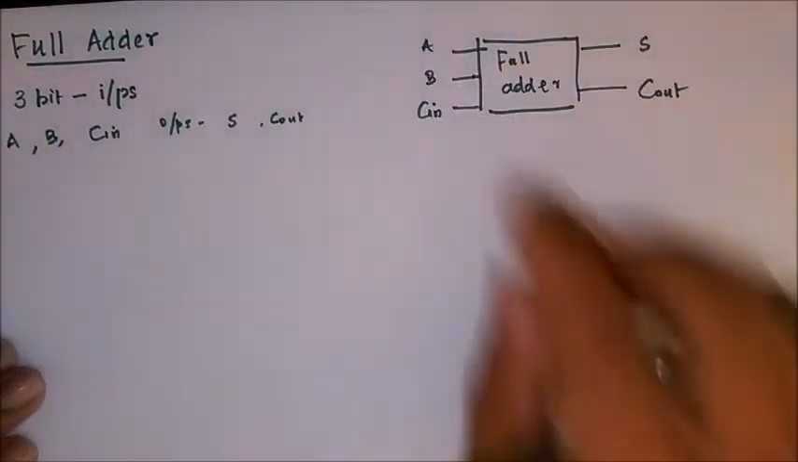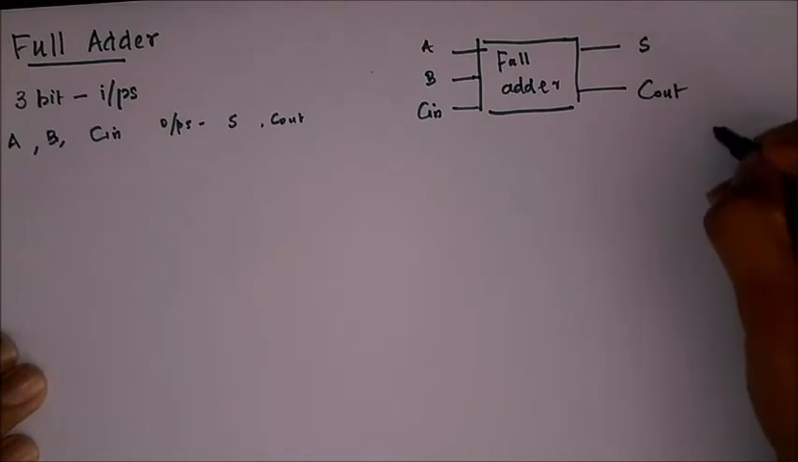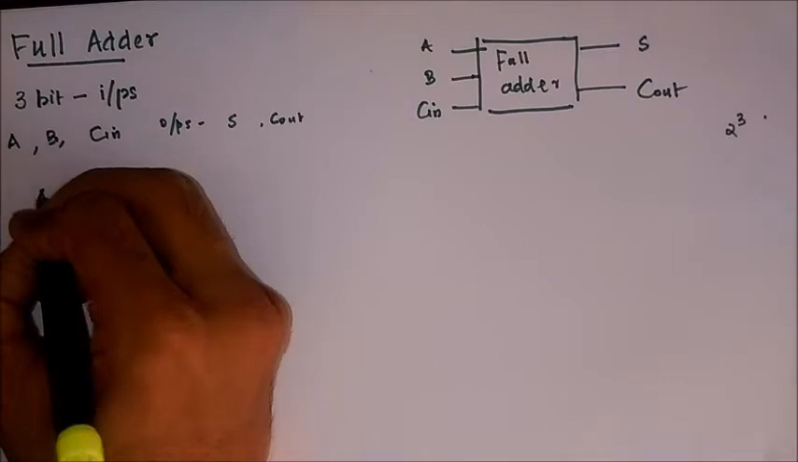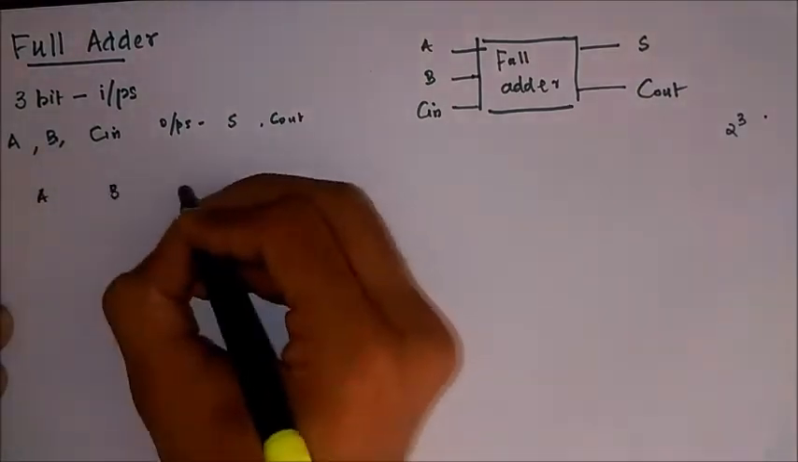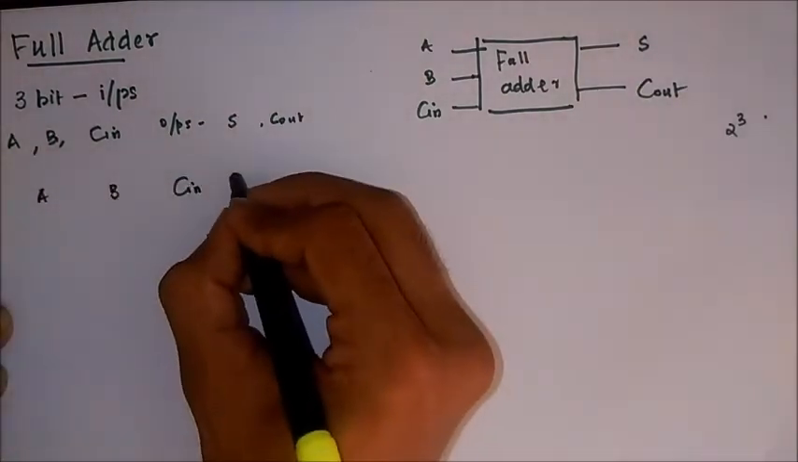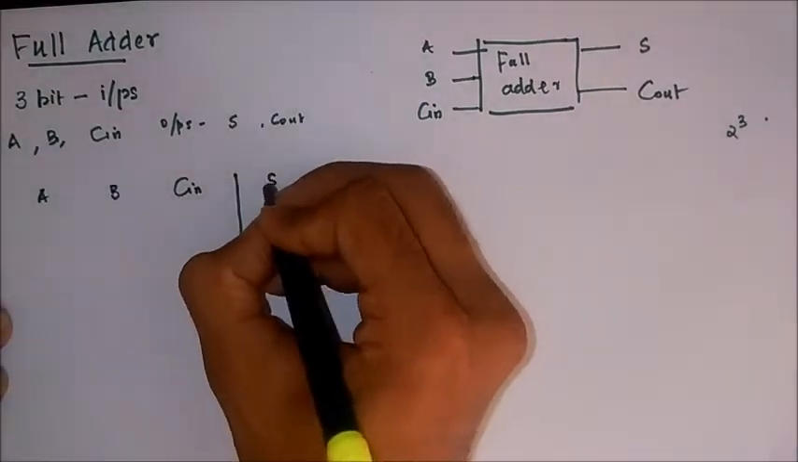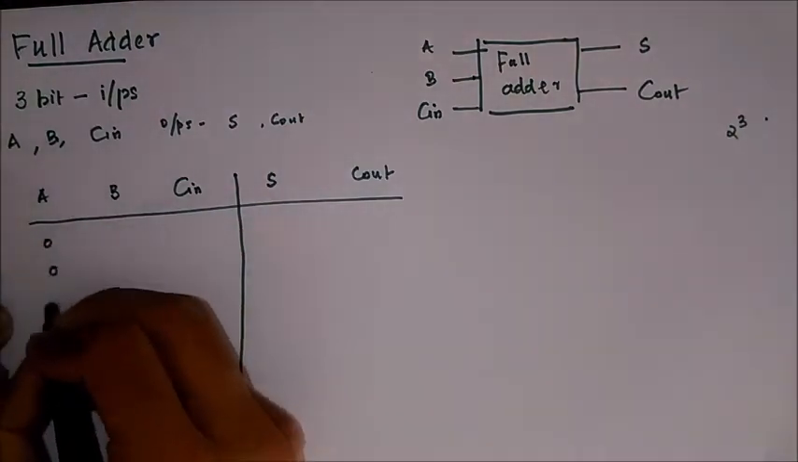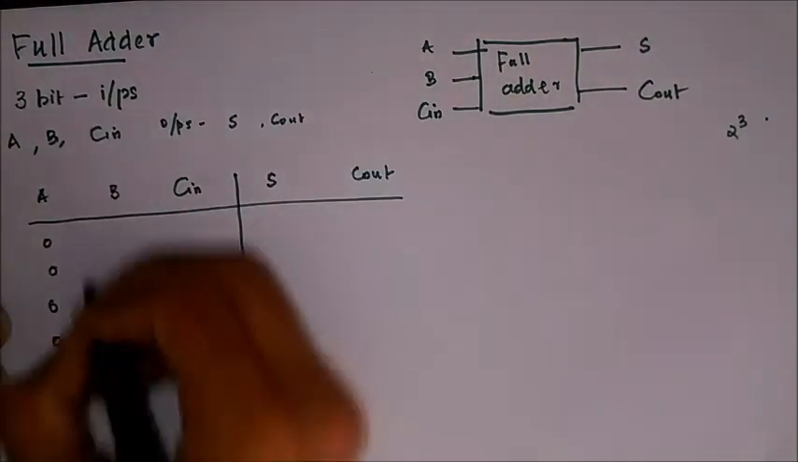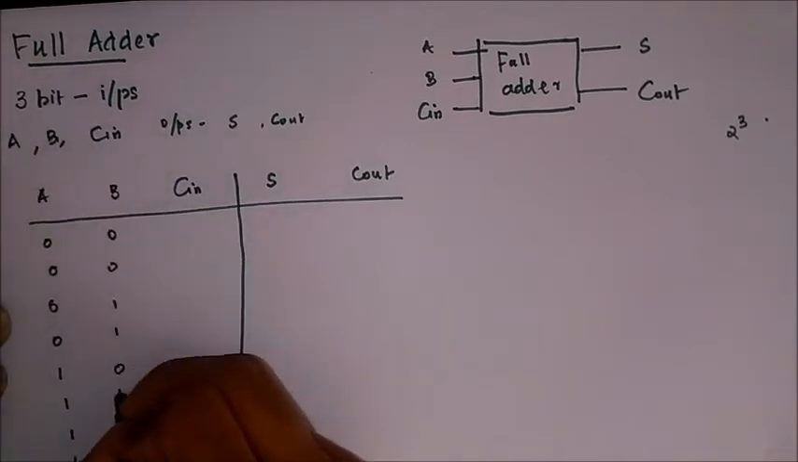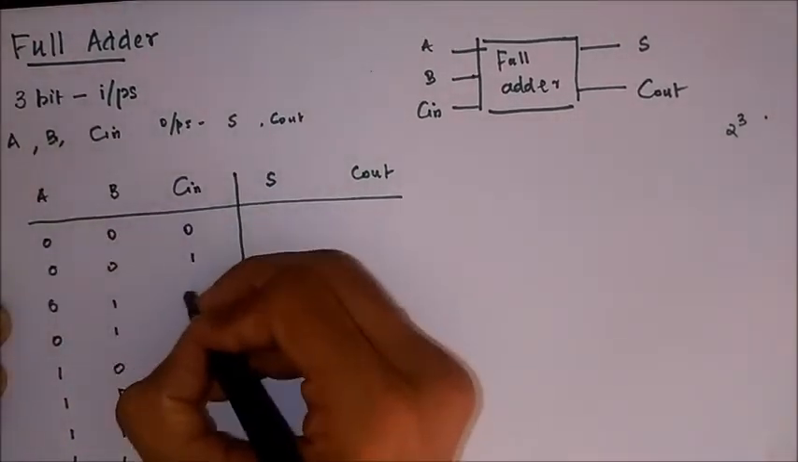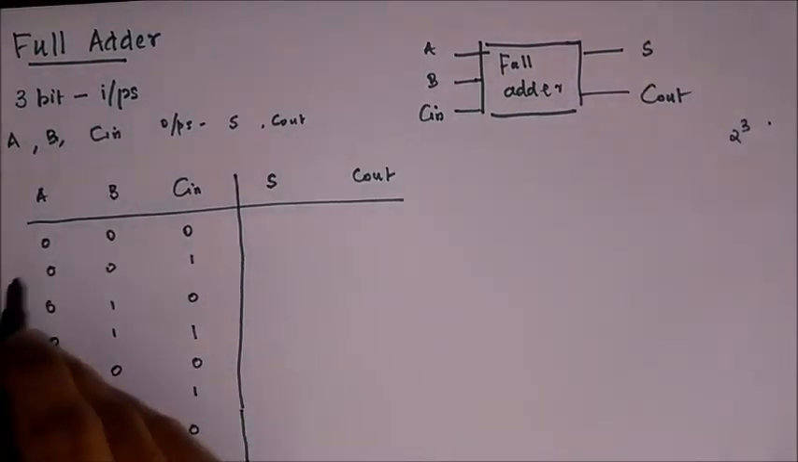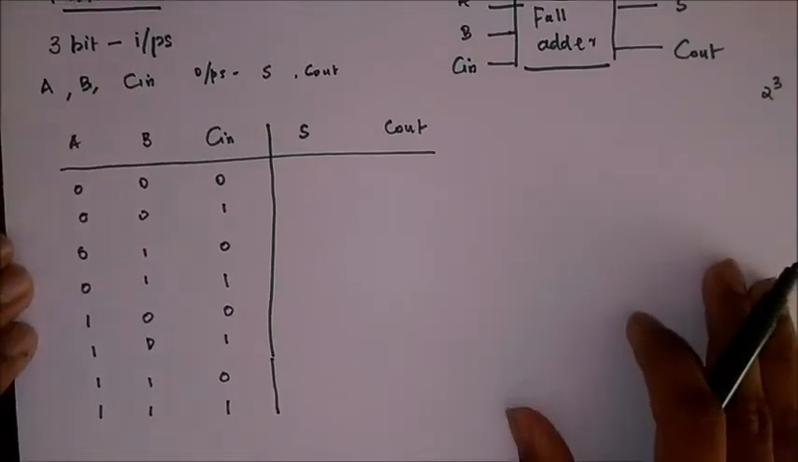So as there are three inputs, we have 8 input combinations, that is 2 raised to 3. So let's write the truth table for the same. A, B, C in are the inputs, and sum and carry out are the outputs. The input combinations are 000, 001, 010, 011, 100, 101, 110, 111, and we can directly do the binary addition.